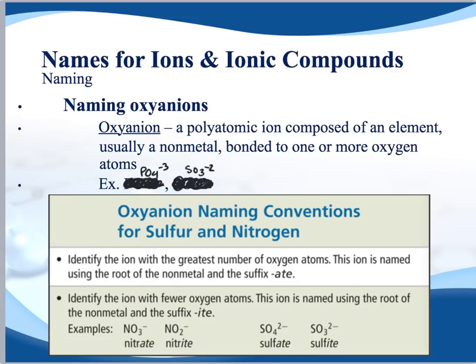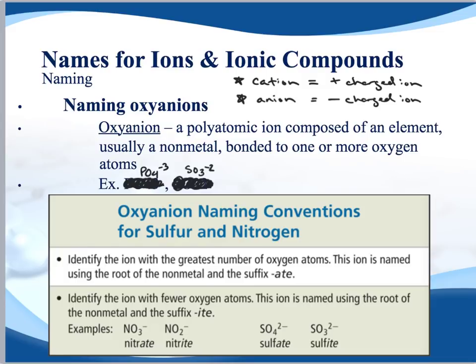When it comes to naming oxyanions, I should clarify some terminology here. If you hear me refer to something as a cation, that is a positively charged ion. And if you hear me refer to something as an anion, that is a negatively charged ion. These two terms, I would put those into your notes as well, even if they're not on here.